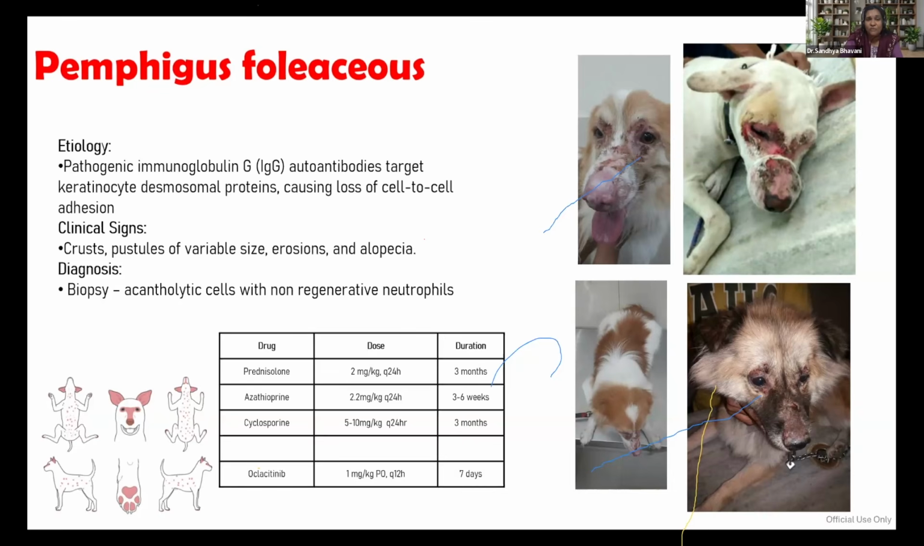So what you're going to do for pemphigus foliaceus is suppress the immune system. We can go for prednisolone for immediate reduction. Then you can go for long-term therapy with azathioprine or cyclosporin or oclacitinib. And again, tacrolimus, a calcineurin inhibitor, ointment also can be applied. For very less severe cases, you can go for tacrolimus ointment, but for severe lesions, you can go for other oral immunomodulators.